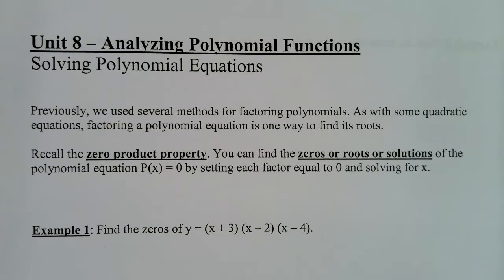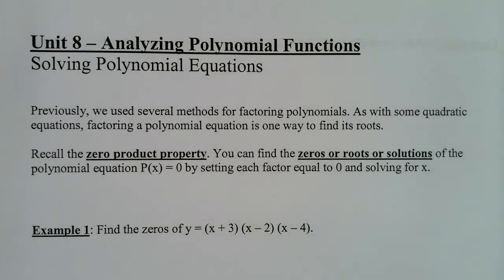Okay. Previously, we have used several methods for factoring polynomials, as with some quadratic equations. Factoring a polynomial equation is one way to find its roots. We call this the zero product property. You can find the zeros or the roots or the solutions. You may hear any of those three terms going forward. You may hear me say find the zeros. You may hear me say find the roots. You may hear me say find the solutions.